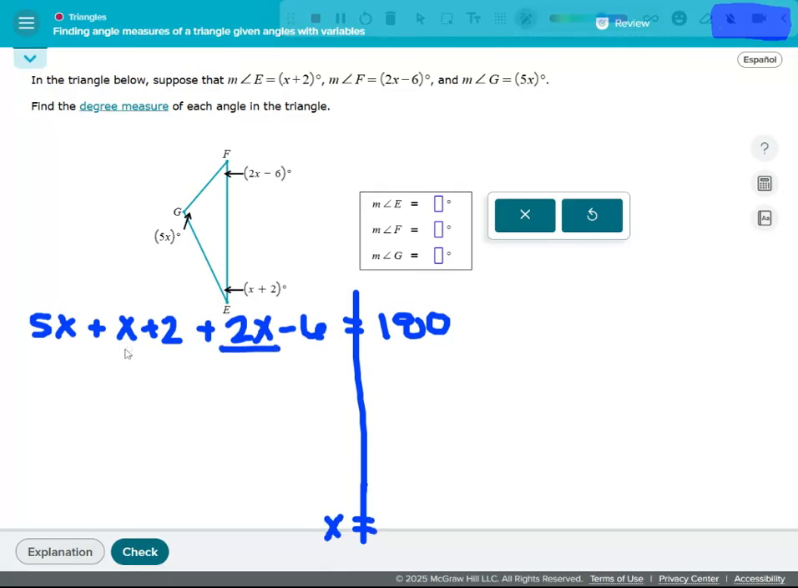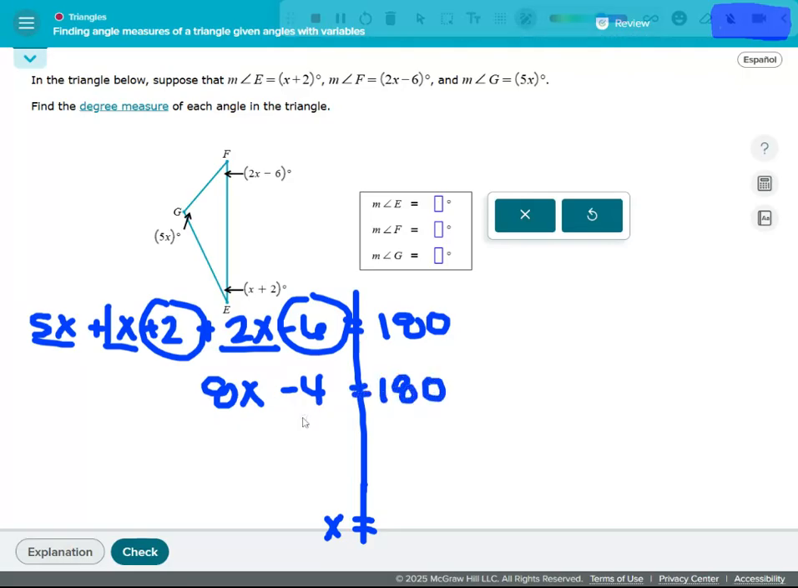So we're going to combine our like terms. We've got x terms and we've got some constants. So 5 plus 1x, so 5, 6, 7, 8x. Negative 6 plus 2 is negative 4, equals 180. We're going to add 4 to both sides. We'll get 8x equals 184.